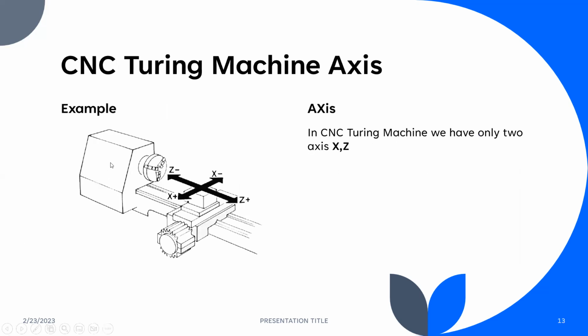So here, next one is the CNC turning machine axis. You just see here. In a lathe machine, we have only two directions of operation. Only two directions of the operation.